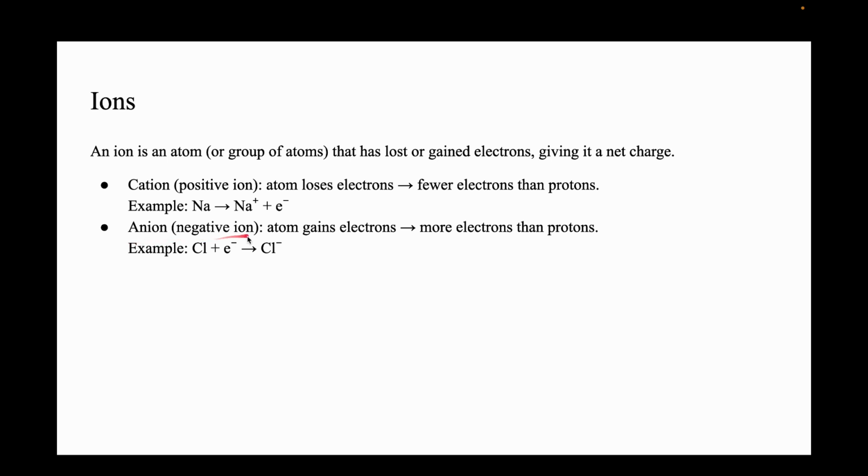And an anion is a negative ion. It's an atom that gains electrons, so it has more electrons than protons. An example: chlorine plus one electron becomes chlorine minus.